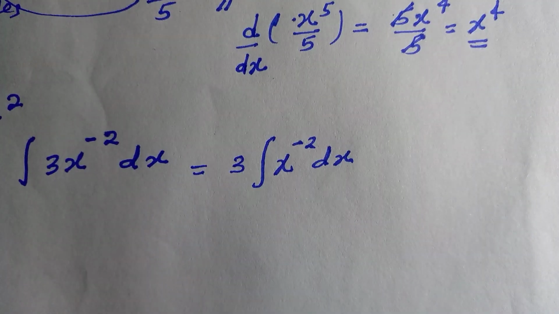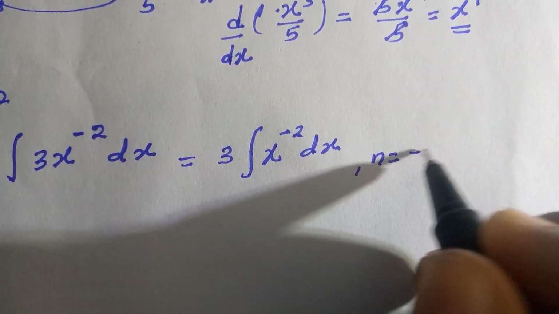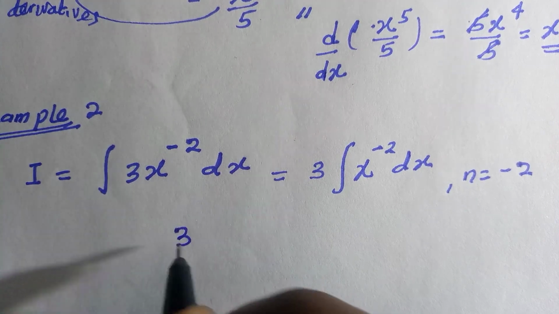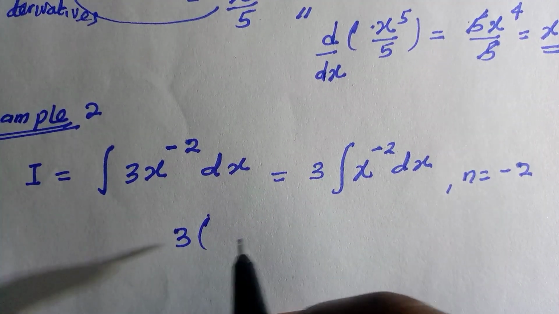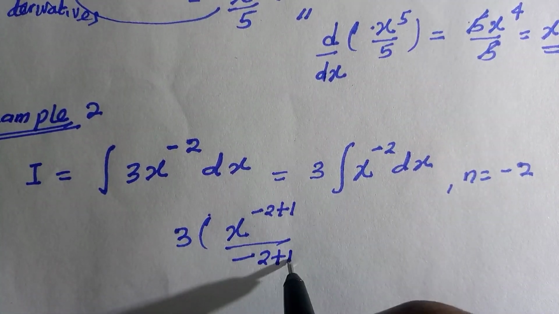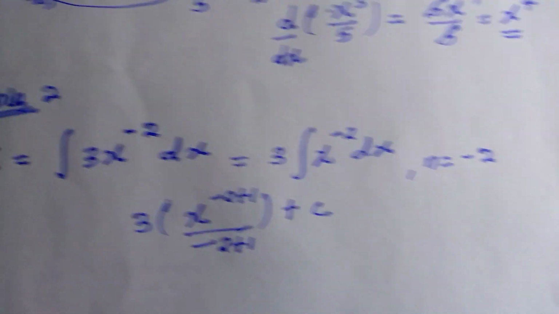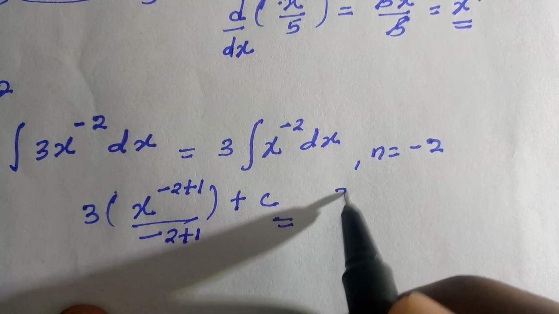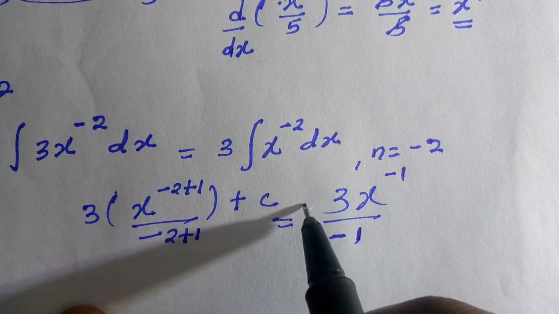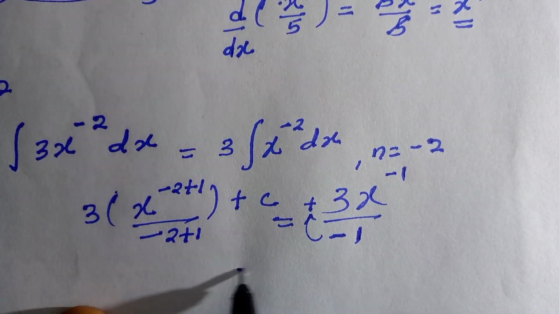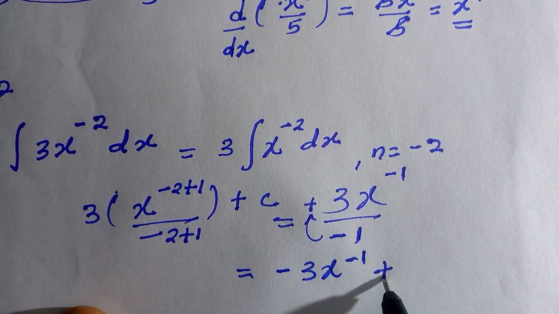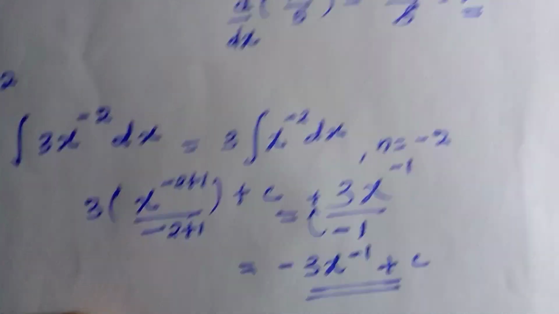If the value of this n equals -2, by applying the formula we have used above, we are going to have 3 bracket x raised to power of -2 plus 1, all divided by -2 plus 1, bracket, plus the constant. The constant is very important when you are integrating. It equals 3 x raised to power of -2 plus 1, that is -1, everything divided by -1. And here we are going to have plus above, so plus divided by minus is going to be negative. We have negative 3 x raised to power of -1, then plus the constant of integration, which is very, very important. And here is how to solve it.